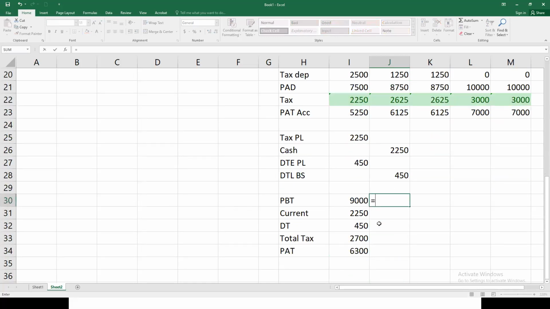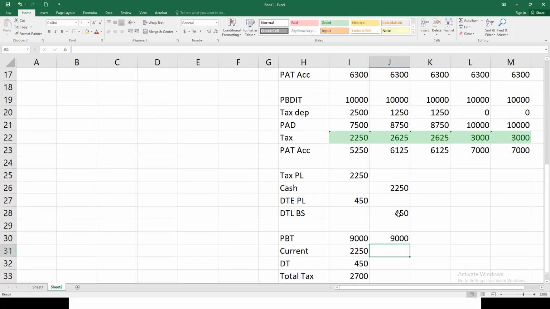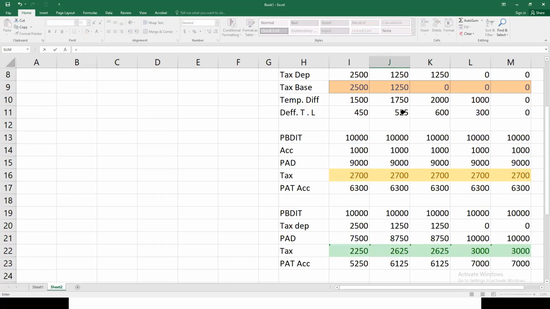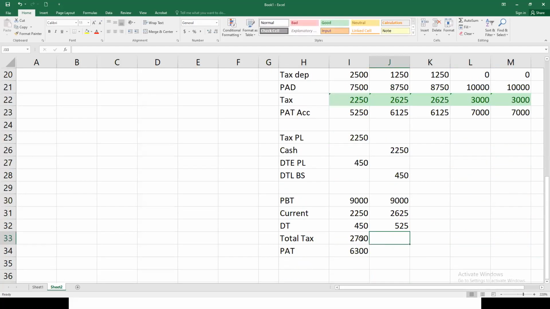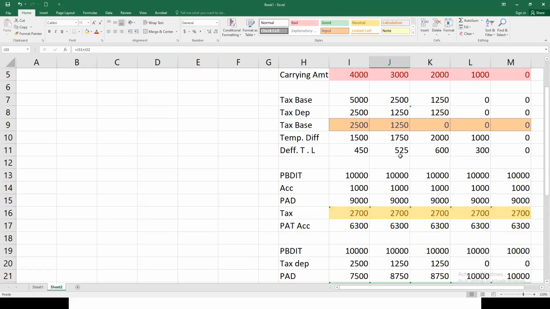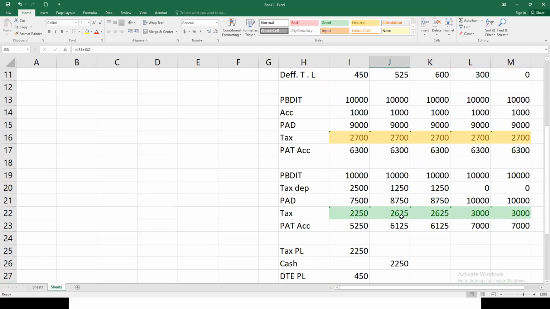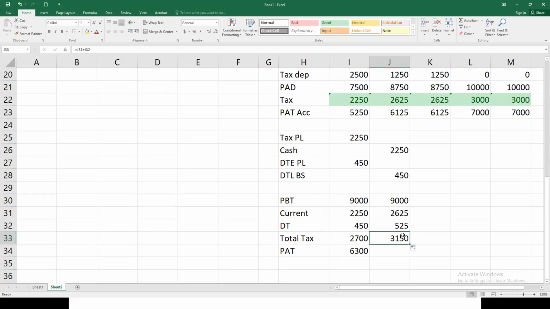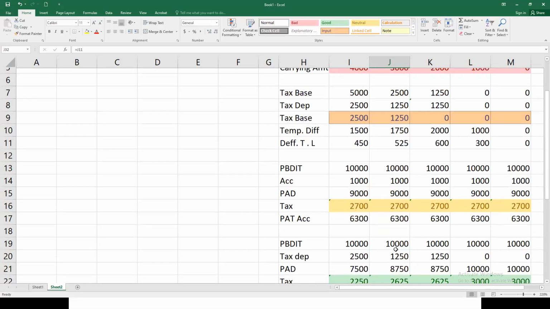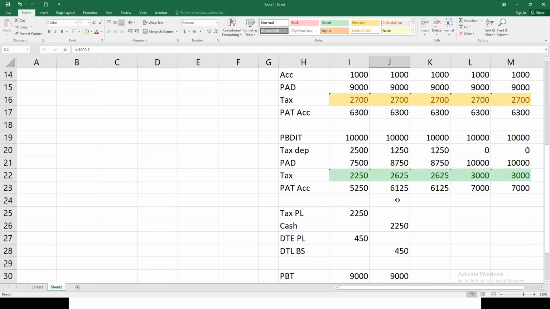Again, accounting profit 9000. Current tax, how much? This amount, current tax. And deferred tax, how much? See this figure, deferred tax. 5,725. Now, see the balance. 2,250. Total tax. Here. And 3,110. 265. Difference how much? Right.